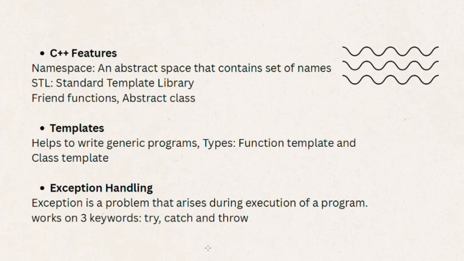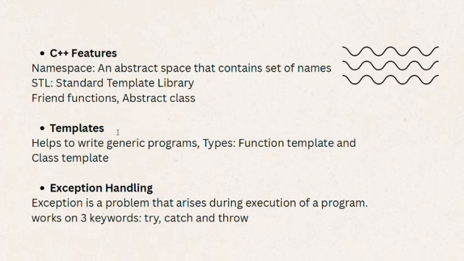CPP features: namespace, an abstract that contains set of names. STL, standard template library, which is ready-made classes and functions. Friend function. Friend function is basically allowing one class to access private data of another class. And abstract class. The abstract class is a class that cannot be directly used to create objects, only for inheritance.